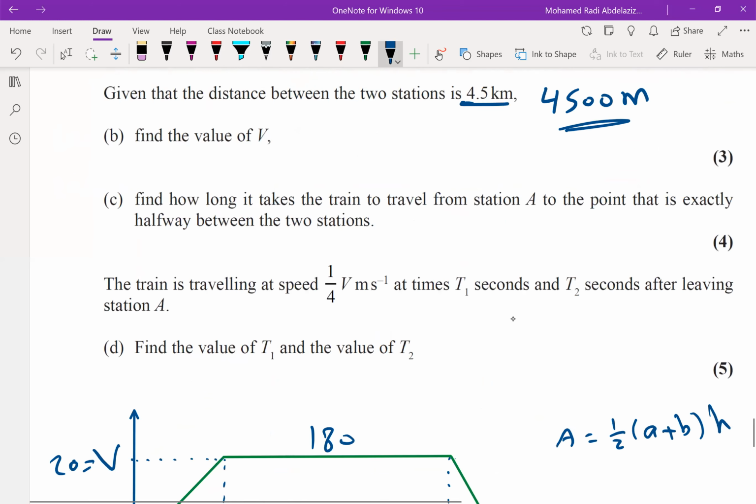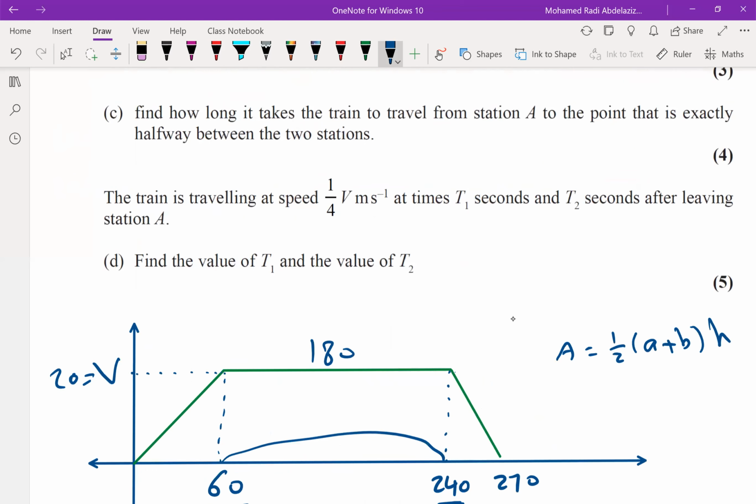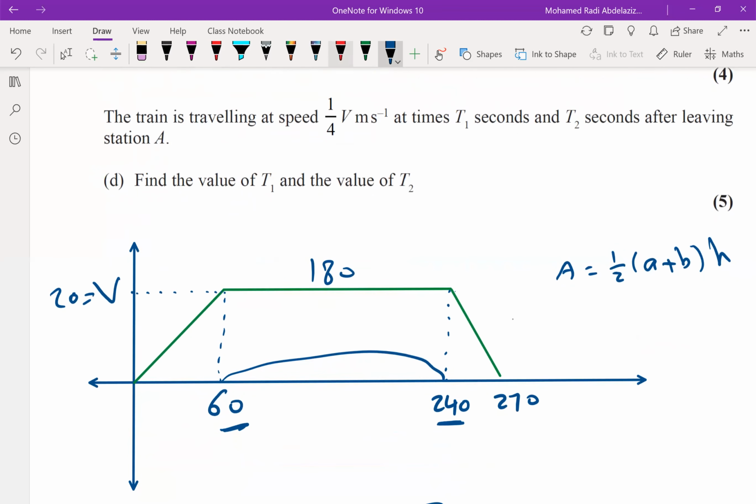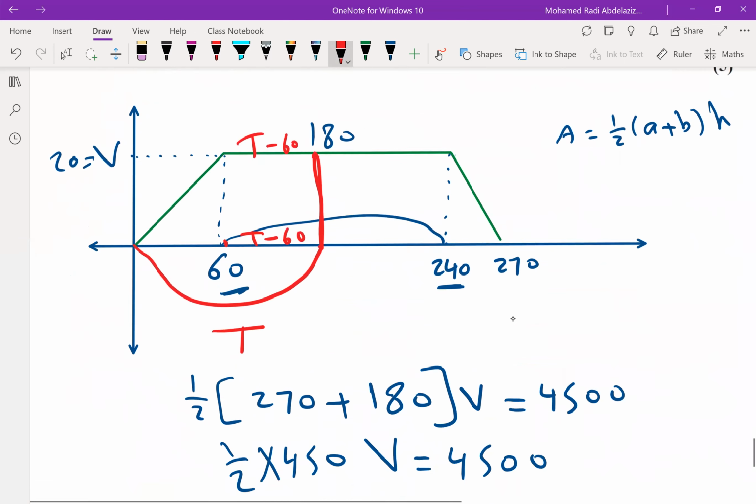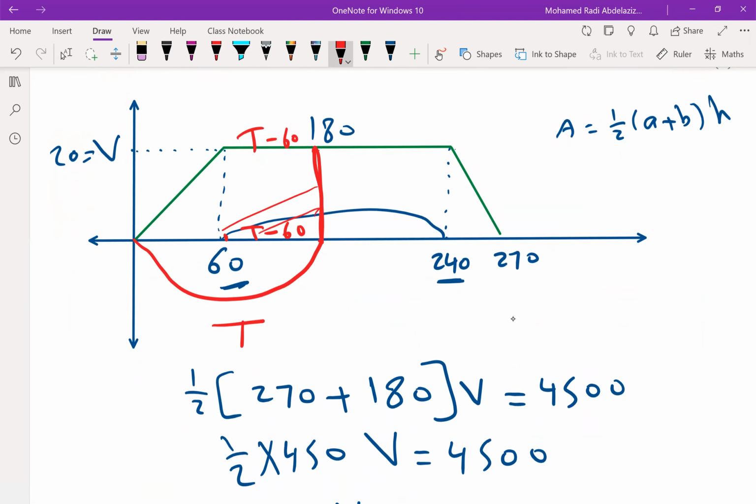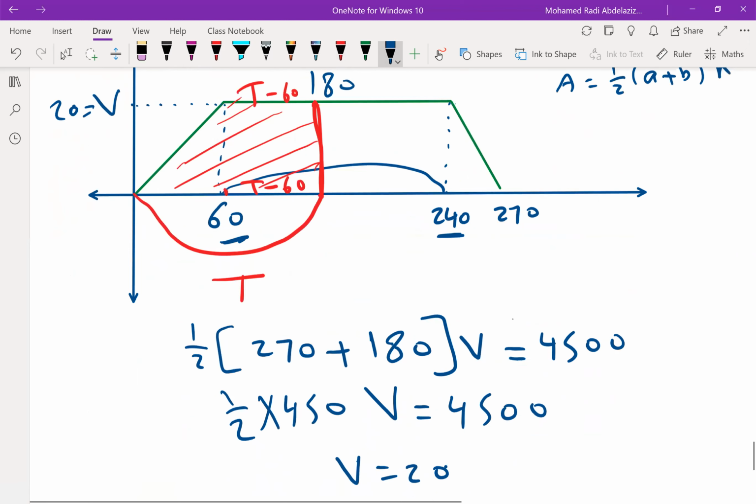This is part B. Part C: find how long it takes the train to travel from station A to the point that is exactly halfway between the two stations. Halfway between the two stations, let's say at this point, the time taken is T. So the part between will be T minus 60, and this part will be T minus 60. So I will get the area of this trapezium.